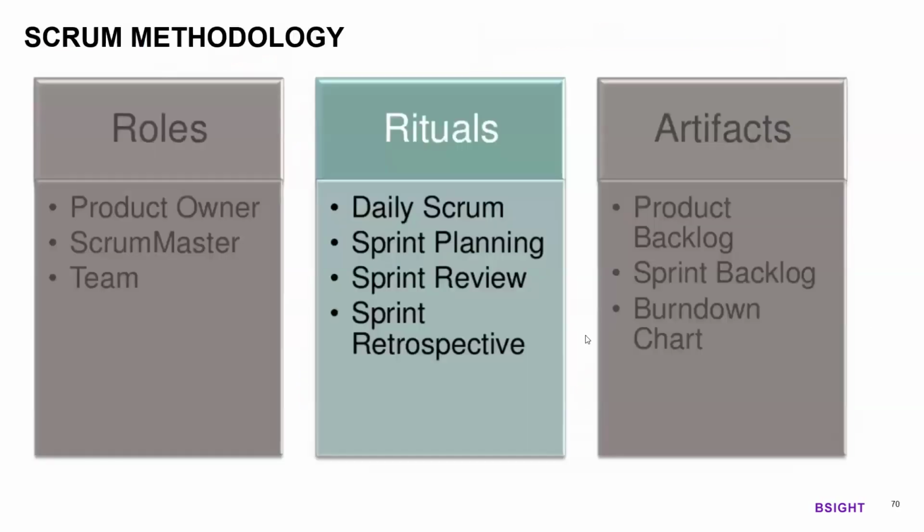Now we are discussing the meetings, also known as ceremonies or rituals, in a Scrum project. We are discussing the sprint planning meeting. What is an artifact? We'll talk about that later. We discussed the product backlog. Today we'll talk about the sprint backlog. The burn down chart, we'll keep for the next class. It is important, but we'll talk about that later.